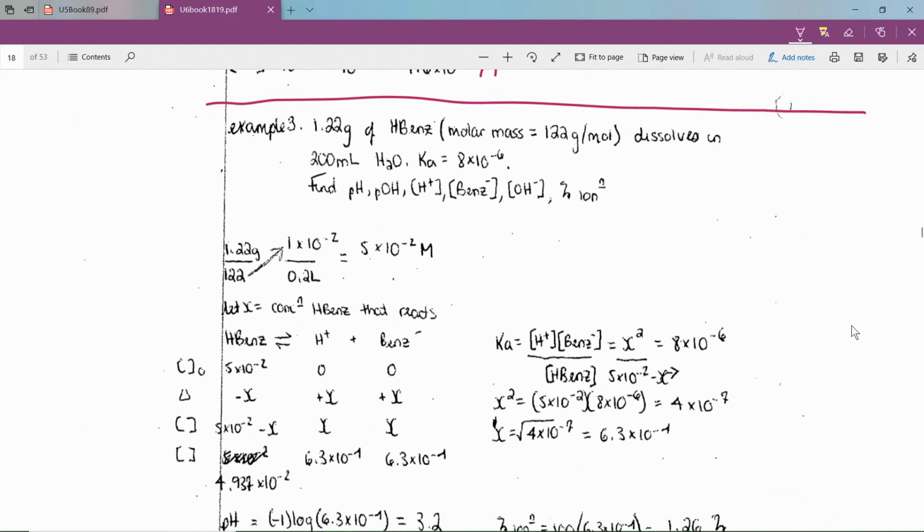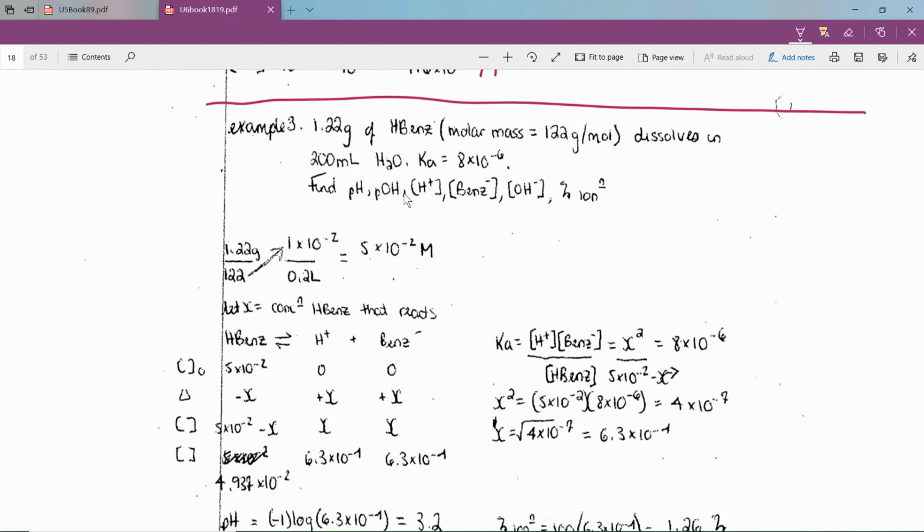Example 3 is one where you're using a solid and we have grams of the acid put in. So you take some pellets of benzoic acid, 1.22 grams worth of it, and we want to find everything, but we got to get the molarity first. The molar mass of benzoic acid, C6H5COOH, you could calculate, is 122 grams per mole. So I take 1.22 grams divided by 122 grams per mole, so that gives me the moles, and then I divide by 0.2 liters, because 200 mL is 0.2 liters, and you're also given the Ka.